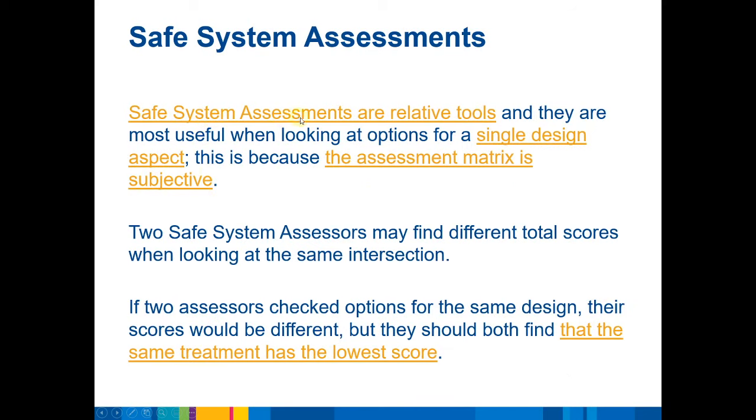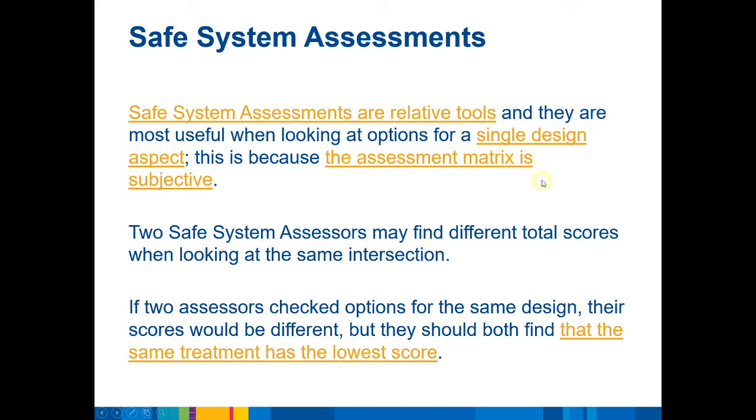Now, a safe system assessment is not an absolute tool. It's a relative tool. It's useful to compare a single design option. So if we're looking at options for a single design aspect, and this is because it's subjective. A safe system assessment cannot tell you that the intersection of Sturt Street and Latrobe Street, or the intersection of, well, that's a bad example because those roads don't intersect. The example of Wiltshire Lane and Glenelg Highway, or Wiltshire Lane and Latrobe Street, it can't tell you if either of those intersections is safer or if either design is better.